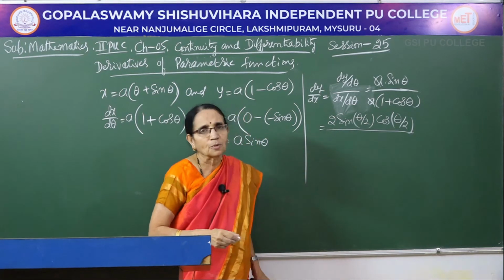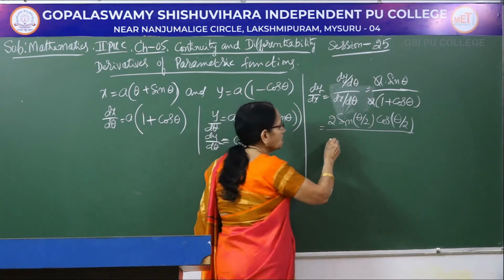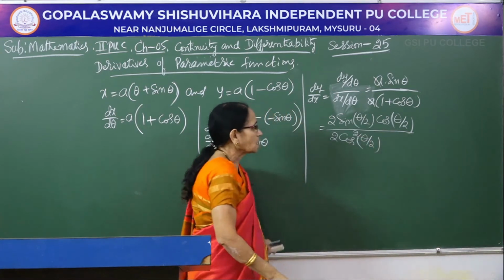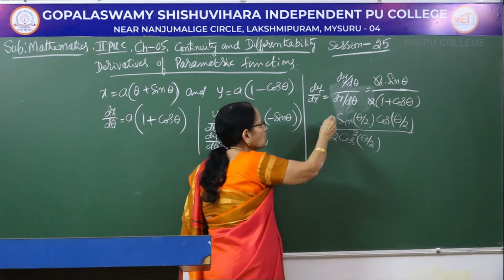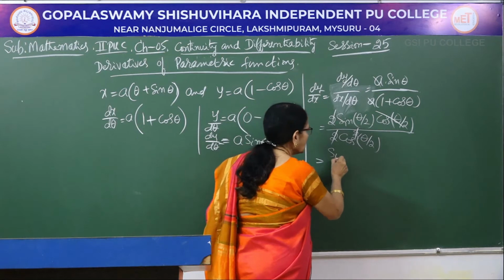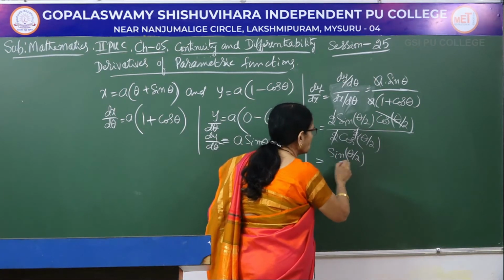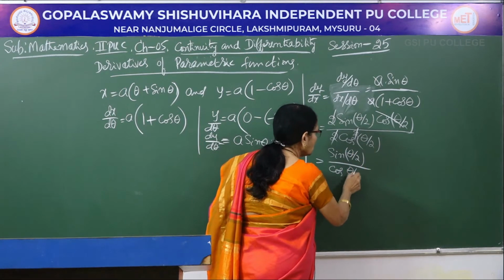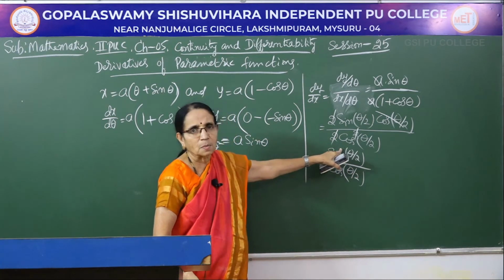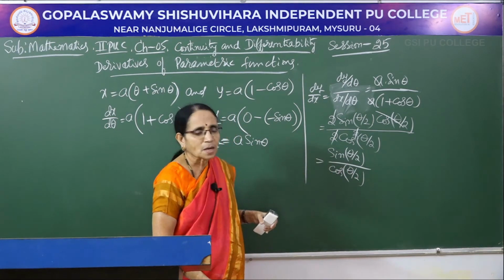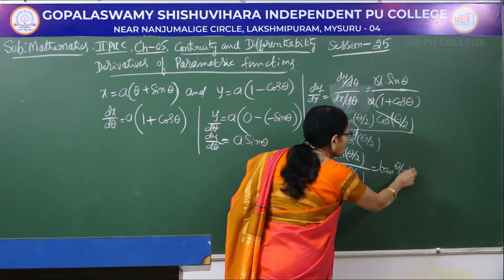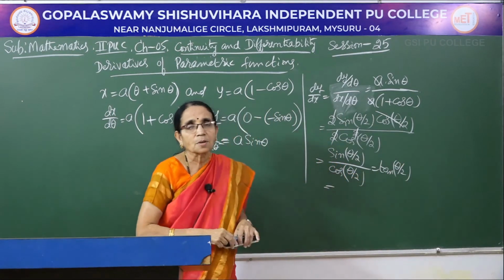Now, for the numerator, this is the formula. For 1 plus cos theta, it is 2 times cos square theta by 2. Now, the 2 and 2 are cancelled, and one cos theta by 2 is cancelled. What is remaining? It is sin of theta by 2 divided by cos of theta by 2. One sin theta by 2 is there in the numerator, and one cos theta by 2 is remaining. You know that sin theta by cos theta is tan theta, hence I can write it as tan of theta by 2. Now, this is the answer that is required.